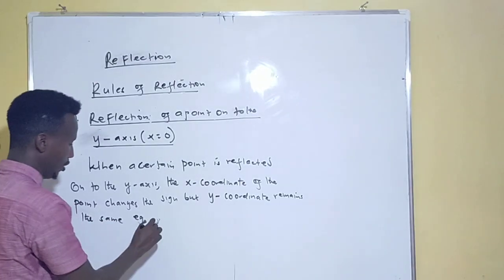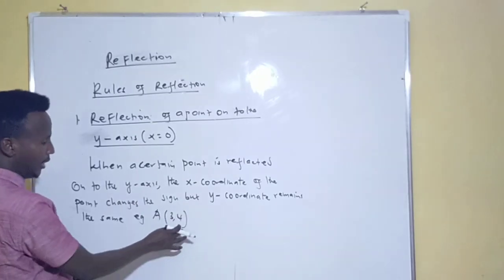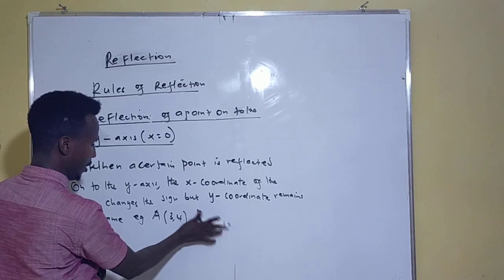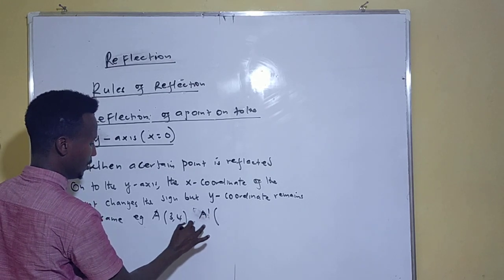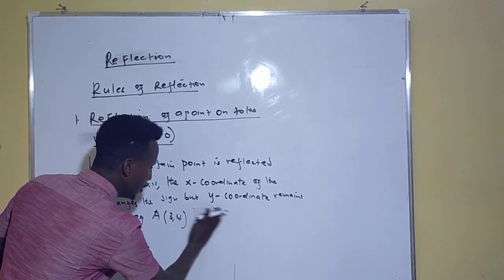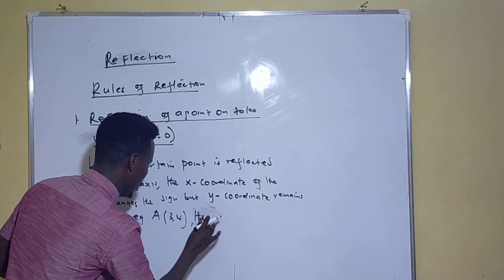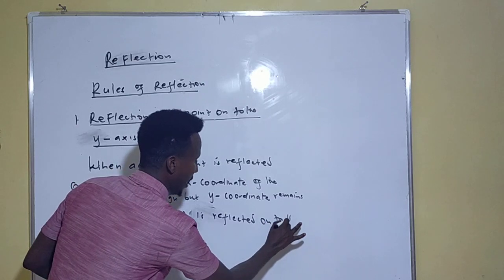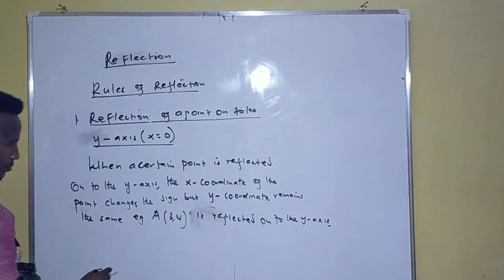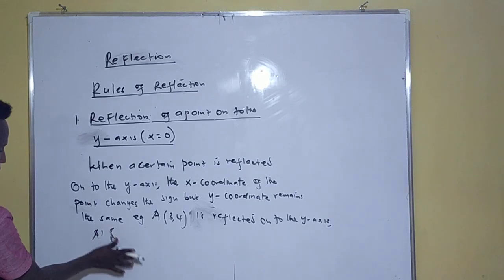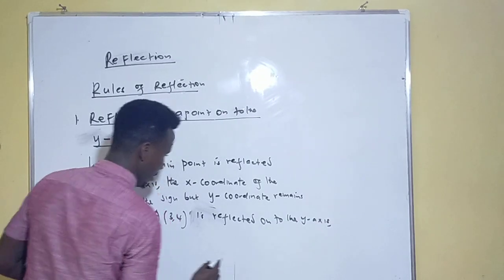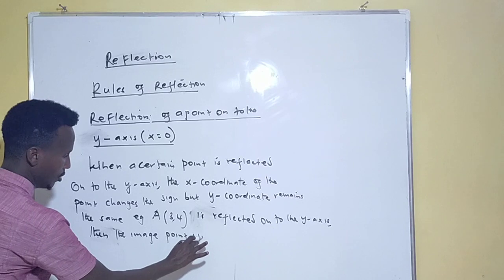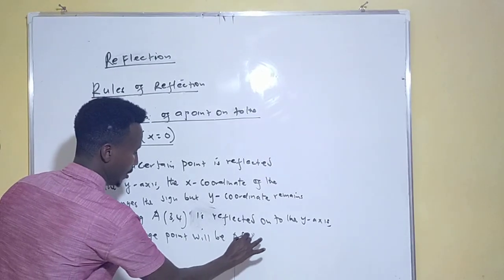E.g., if we have A which is 3, 4, and this point is reflected onto the y-axis, then the image point will be A prime. Let me write that: if A is reflected onto the y-axis, comma, then the image point will be A prime negative 3, 4.